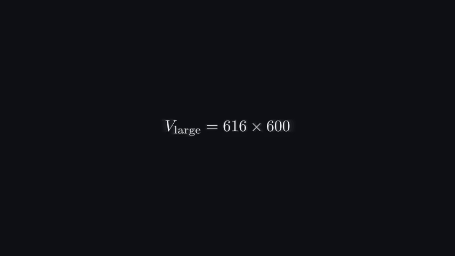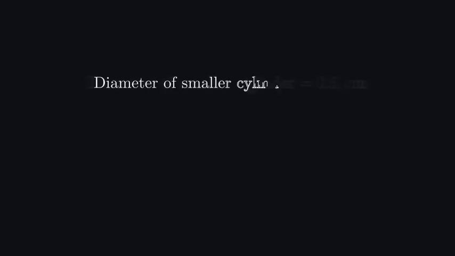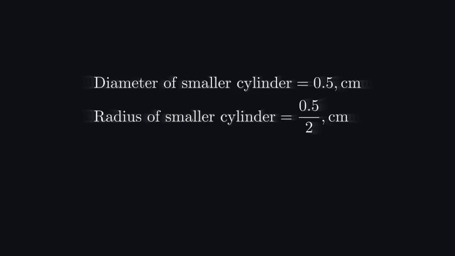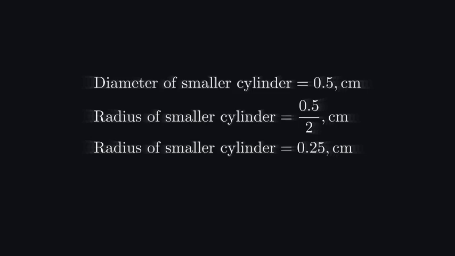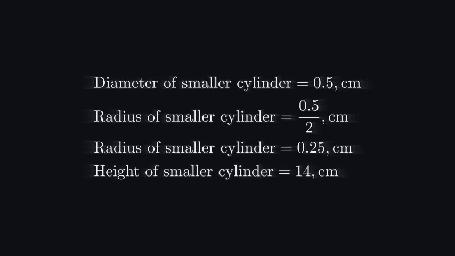Diameter of the smaller cylinder equals 0.5 cm. Radius of the smaller cylinder equals 0.5 over 2 cm, which is 0.25 cm. Height of the smaller cylinder equals 14 cm.